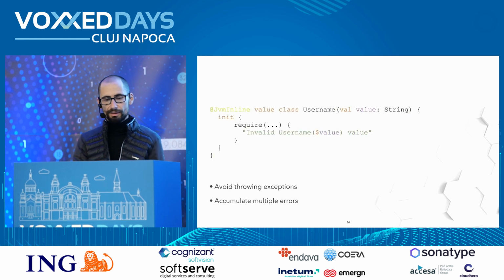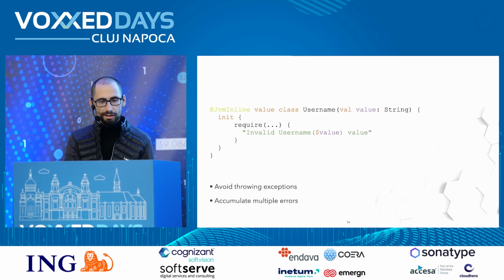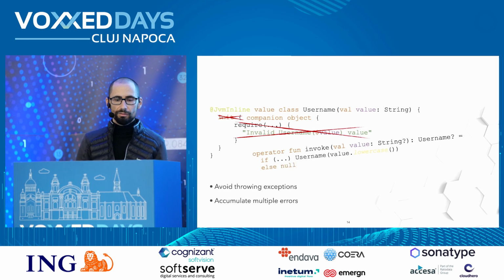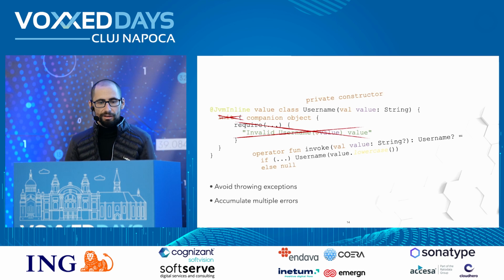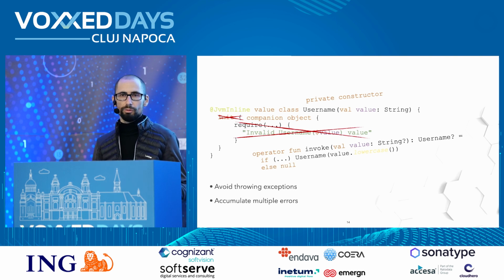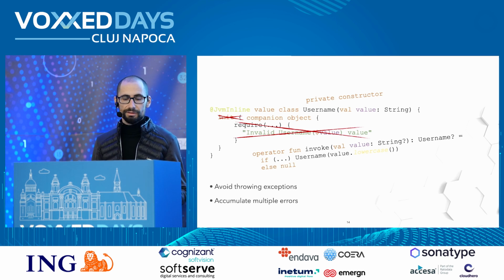There is something that we can use in order to fix these things. Instead of using an initializer block, we can use a companion object. And instead of using the require function, we can use the operator invoke and make the default constructor private. When we use the invoke operator, from the client's perspective there will be no difference. It would look like it's still calling the constructor of the type, so there is no difference from the caller side.